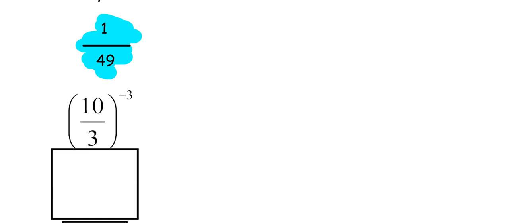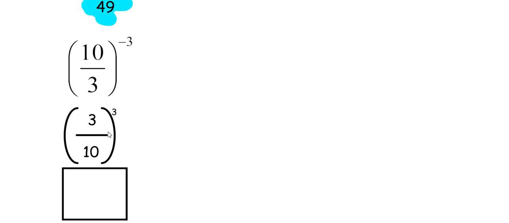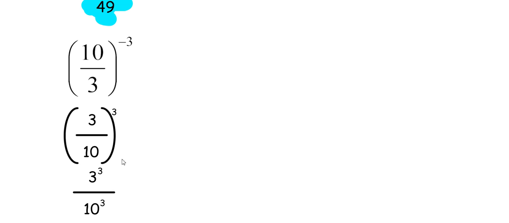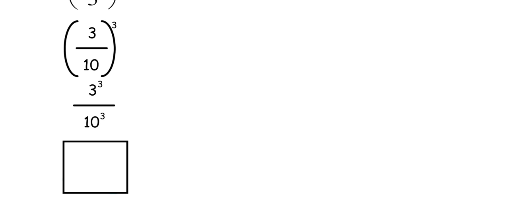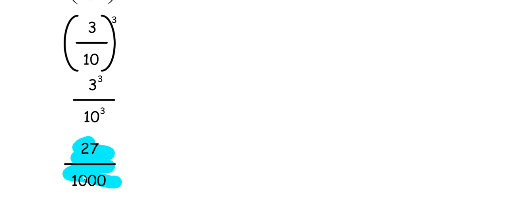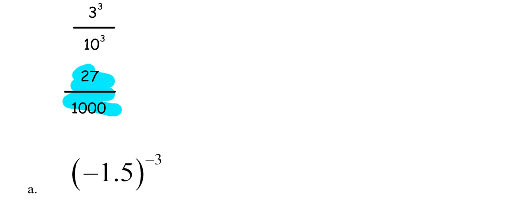10 over 3 to the power of negative 3, I'm going to take this, flip it, so I now have 3 over 10 to the positive 3. This 3 can now be distributed to each term within the bracket, so it's going to go to the 3 and it's going to go to the 10. So the 3 cubed gives me 27 and 10 cubed gives me 1,000, so my answer is 27 over 1,000.